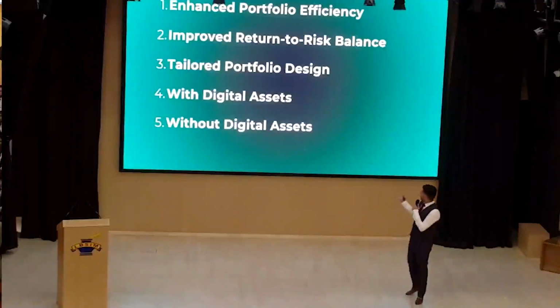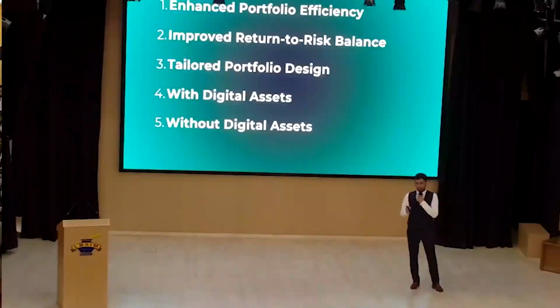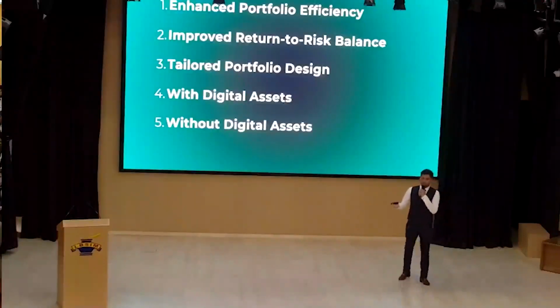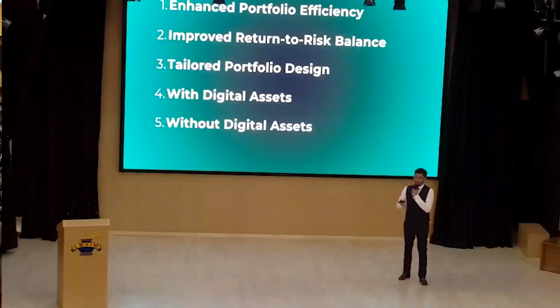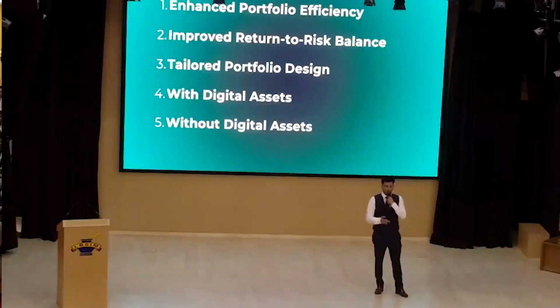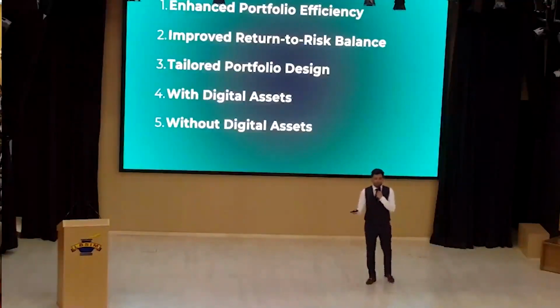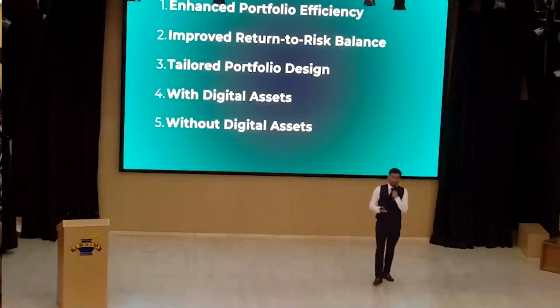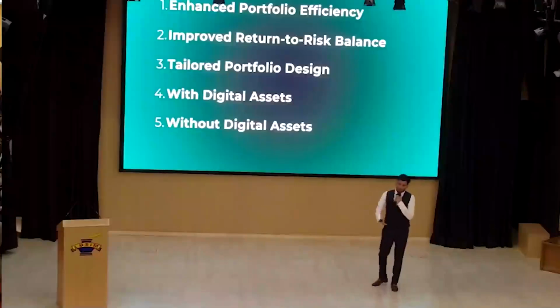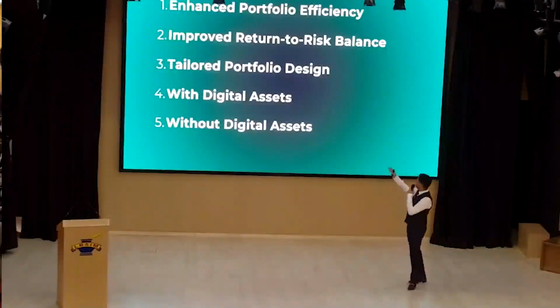The second one is an improved return-to-risk balance. Even if you are taking a risk with Bitcoin, you have steady-state investments which give you moderate returns in your portfolio, such as bonds, commodities, and the S&P 500. So you will also be diversifying your portfolio based on what you want out of it. That is the improved return-to-risk balance.